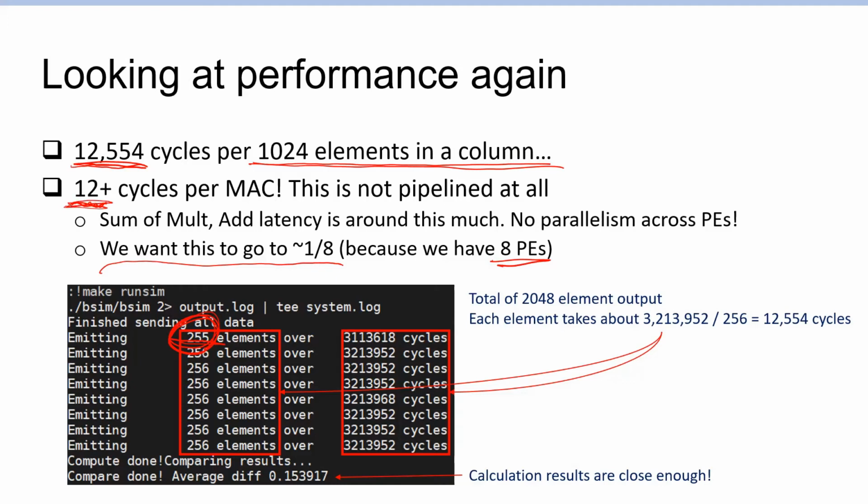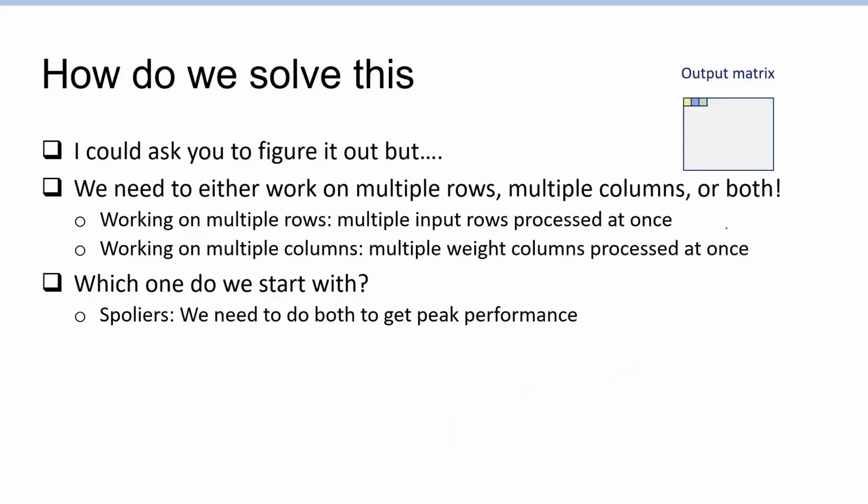That's bad. The sum of the latency of the mult and add operators is about this much, which means there's absolutely no parallelism across PEs. And there's no pipelining. So that's bad. This is something that we need to improve. And I'm going to just walk you through how it's done, at least a significant part of the way. So let's get on that.